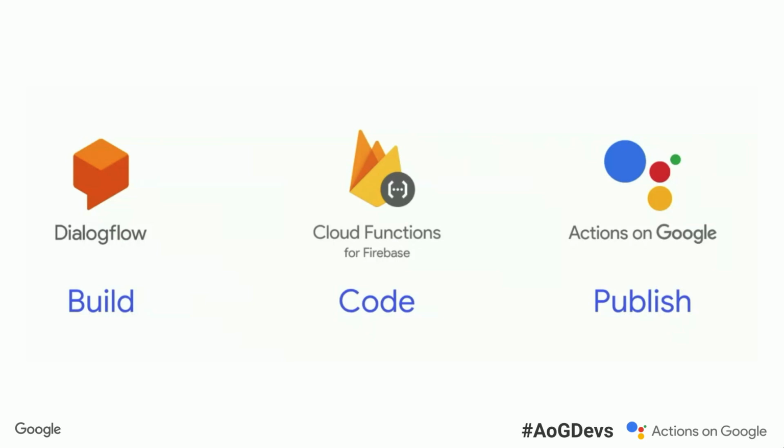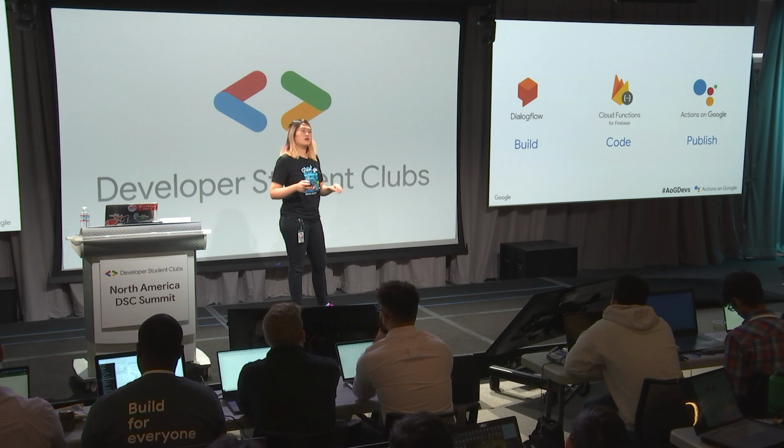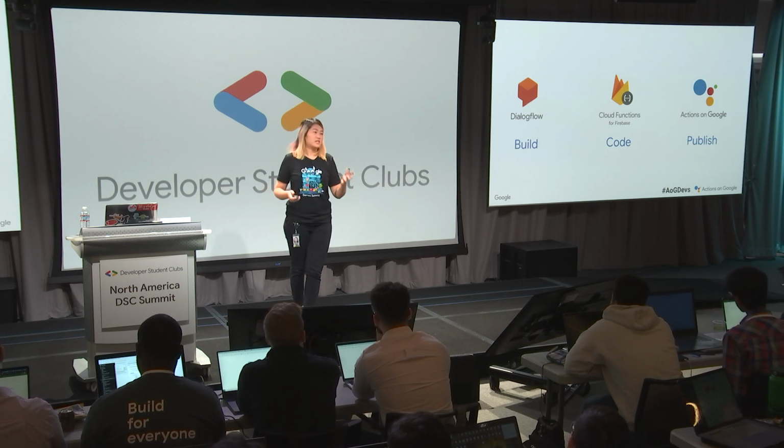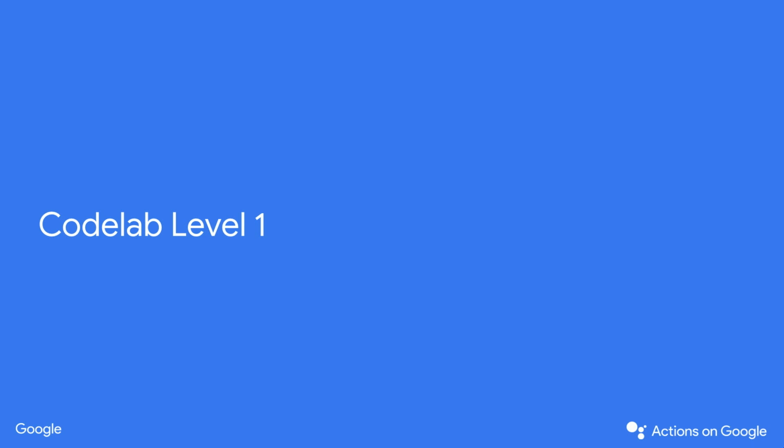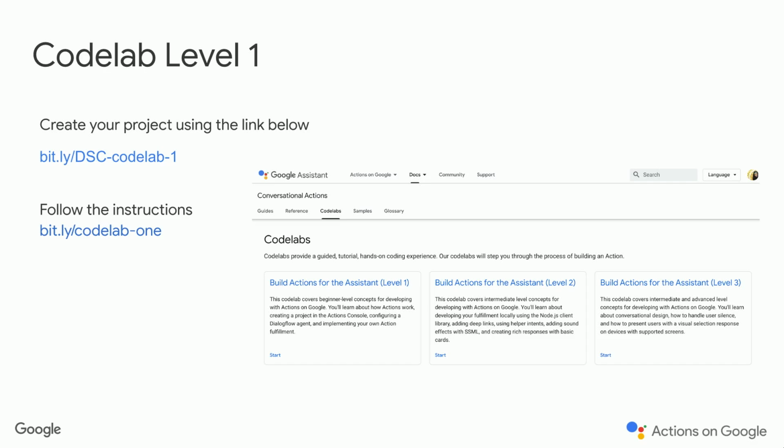You will use Actions on Google a lot because we have a console. You don't need to have a device in order to test your action. You can actually test your action in the Actions on Google console. In Colab 1, you will see exactly how that looks. So, Colab Level 1. Go to that first bit.ly link and create your first Actions on Google project, and I will do this together with you.